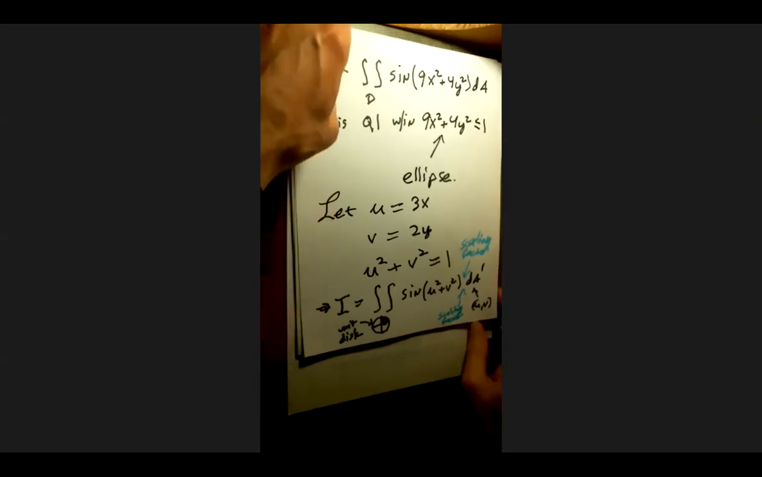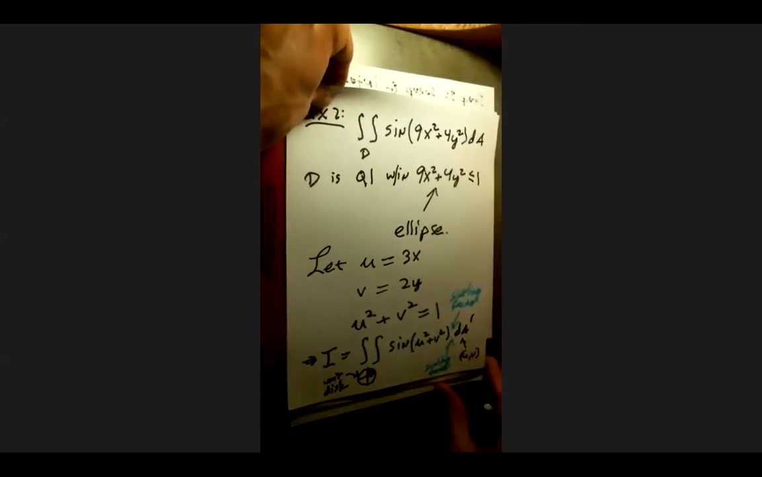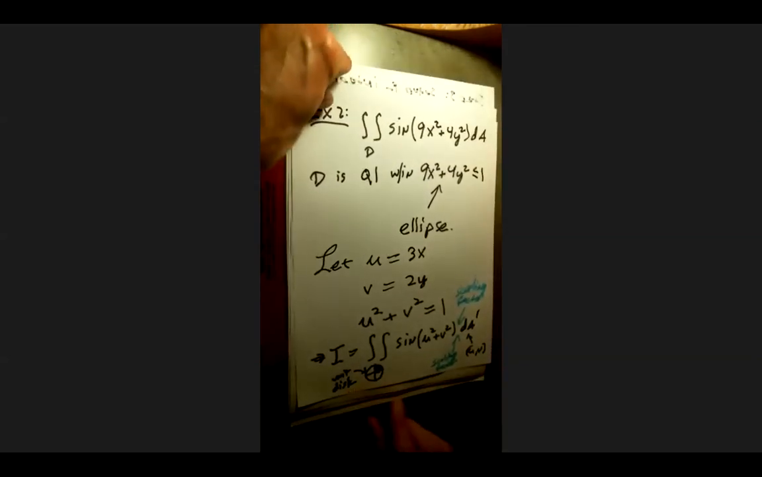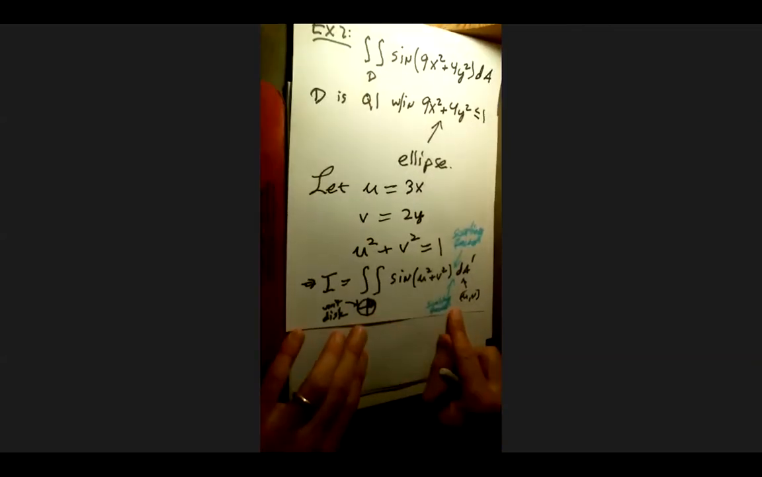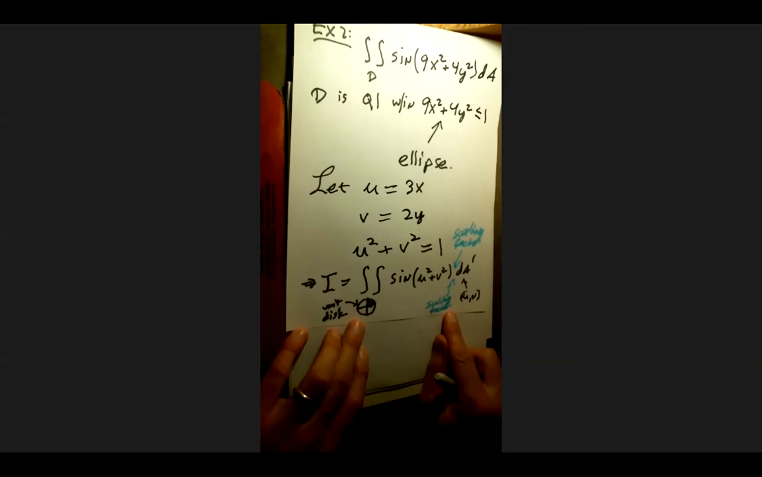Once we get it to this stage, how are we going to actually integrate this? What would be the next step? We would convert this to polar coordinates.